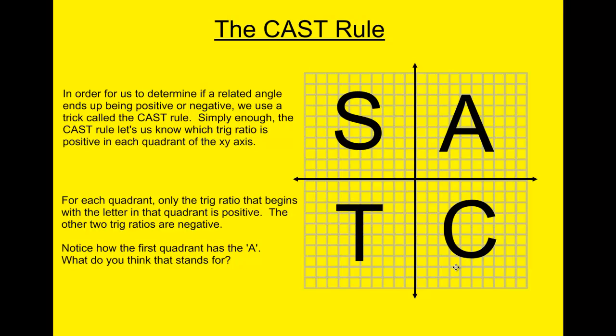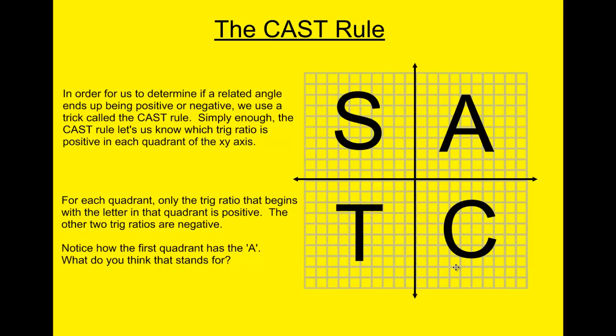So in our previous 3 examples, all 3 of those questions ended up being in quadrant 2. We had an angle of 120 degrees, an angle of 135 degrees, and an angle of 150. All 3 fall into quadrant 2, and that is the S quadrant. So the sine ratio was positive, but the cosine and the tangent ratios were both negative.